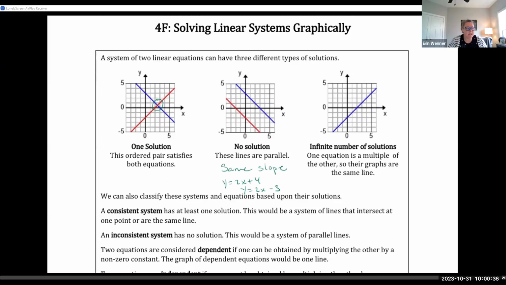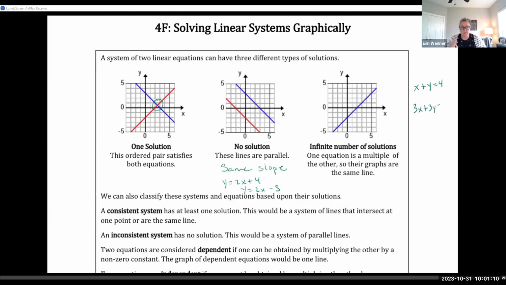And then we have this last way that we can talk about them, which is that they can have an infinite number of solutions. It's where one equation is a multiple of the other, and so their graphs are the same line. Now, if we think about ways that we can display these equations, we can have slope intercept, which is where y is isolated. We can also have standard form. So let's say I have x plus y equals 4. Well, a multiple of this equation would be something like 3x plus 3y equals 12.